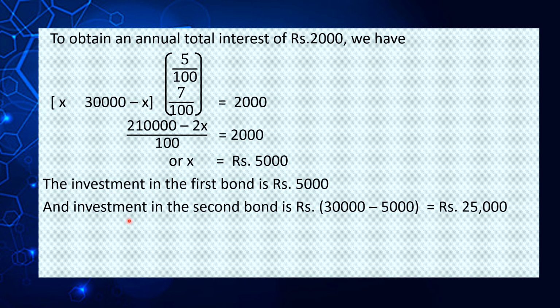In order to find the investment in the second bond, subtract 5,000 from 30,000, we get 25,000. So the investment in the second bond is 25,000.